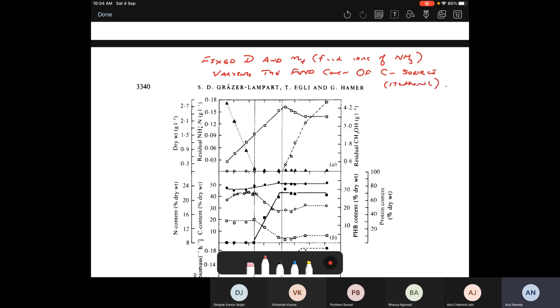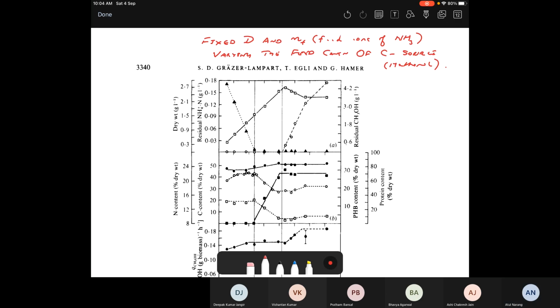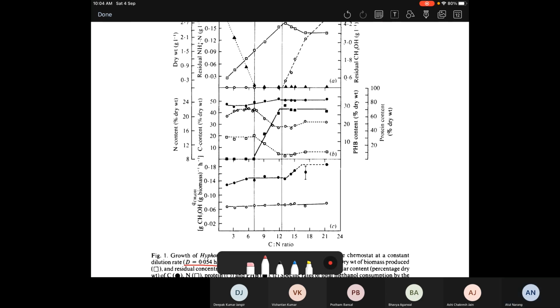Okay, so you have a single carbon source, methanol. You have a single nitrogen source, which is ammonium, typically ammonium sulfate or some such salt. And you operate the chemostat at a particular value. So you take a look at the data.